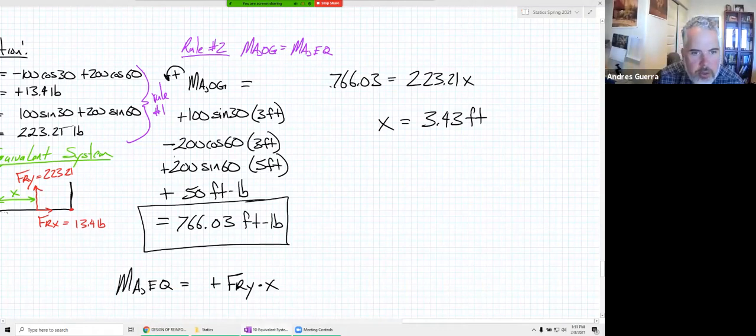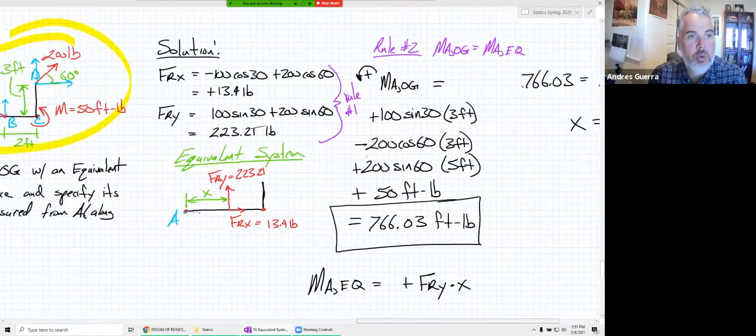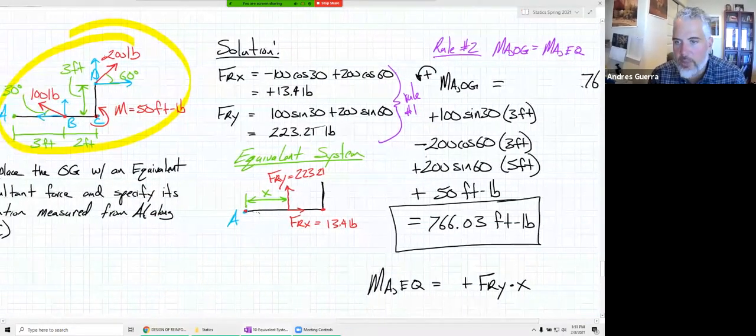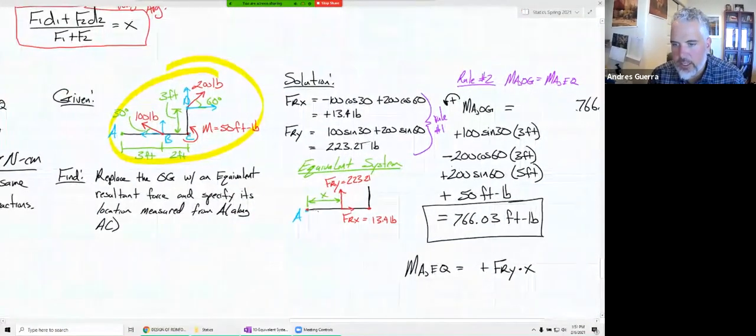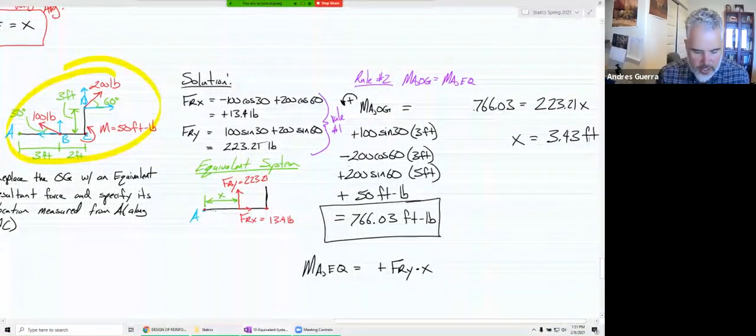Oh, what did I do? Is the second line supposed to be minus 200 cosine 60 times 5 feet? No, it's 3 feet because it's my vertical distance on there. So let me get to a spot where I can see this.